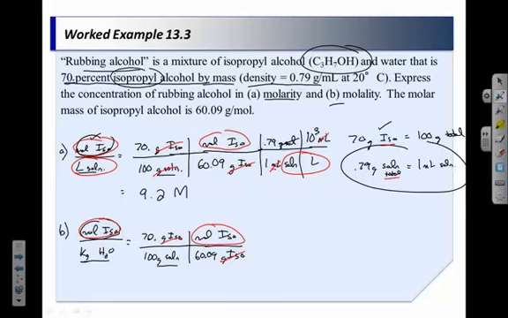It doesn't say outright in the problem, but it is implied, because the solution is made of what? Isopropyl alcohol and water, right? So if it's 70% isopropyl alcohol, what's the percent that's water? 30. So that's another relationship. It doesn't say it outright, but that's a relationship. 30 grams of water for every 100 total grams.